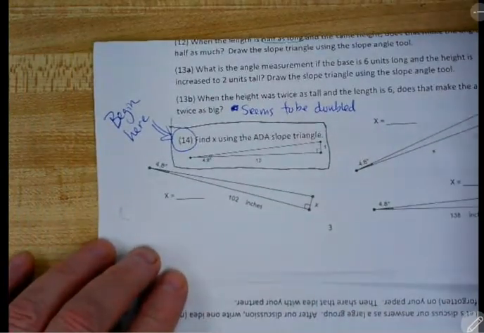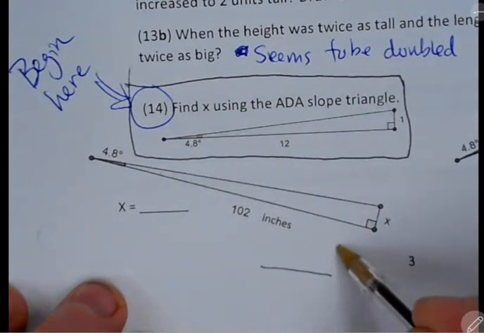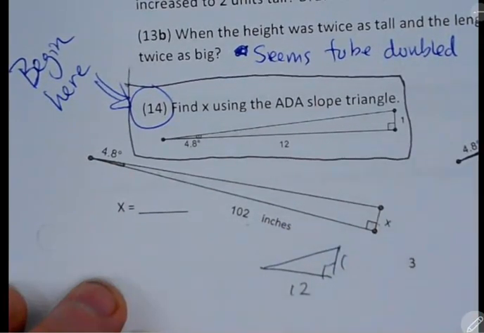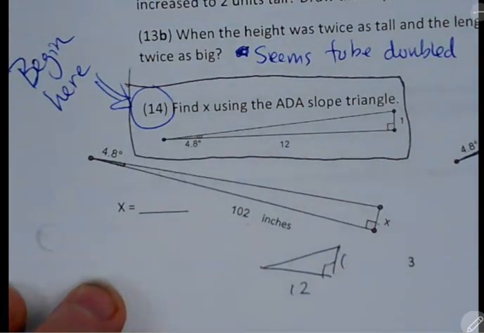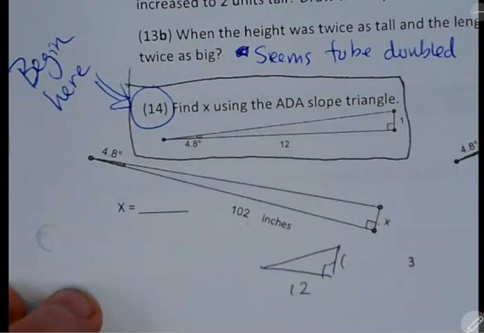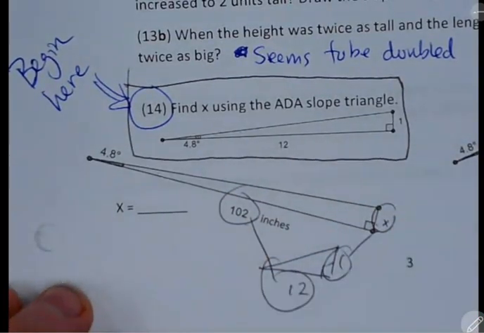So if I want to find this missing height, I will be using the fact that the ratio between these two sides here has to be the same decimal value as 1 to 12. So you can use this problem as a scale factor, or I tend to do these problems as proportions.